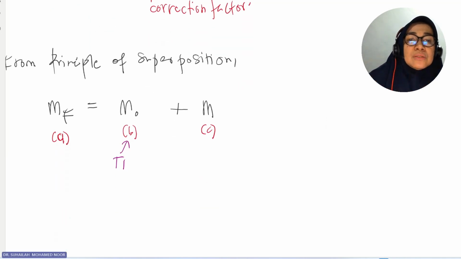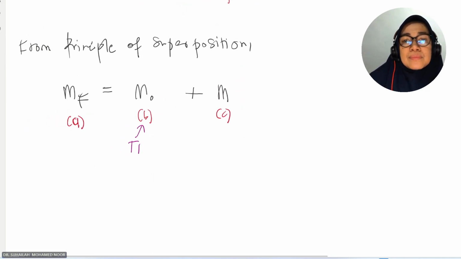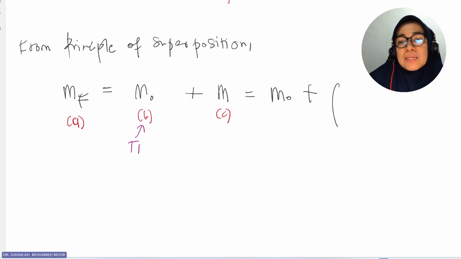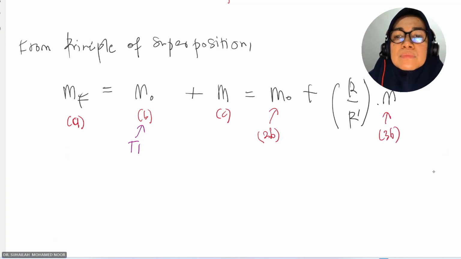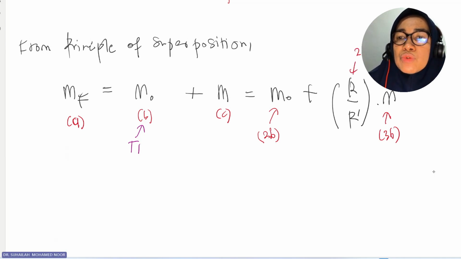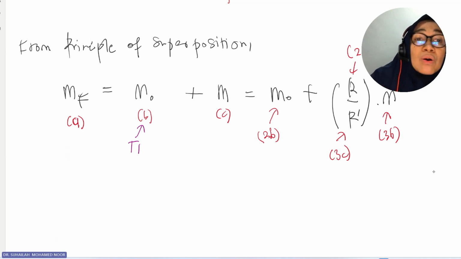So we change M, and we get M naught plus R divided by R prime times M prime. M naught is from step 2B. M prime is from step 3B. R is from step 2C. R prime is from step 3C. And the last step is step number 4.